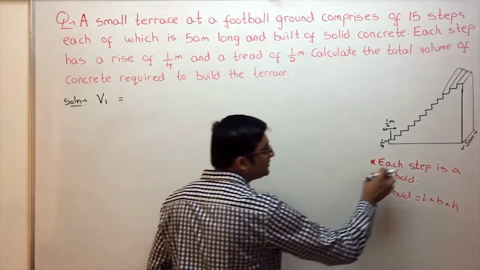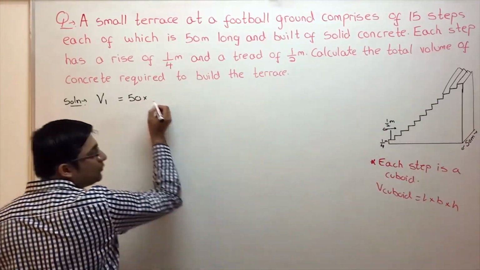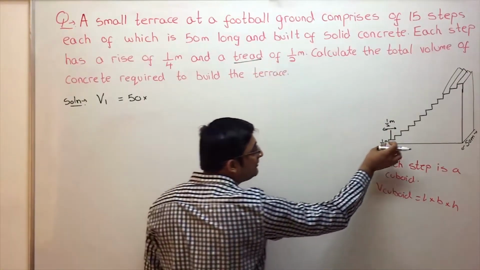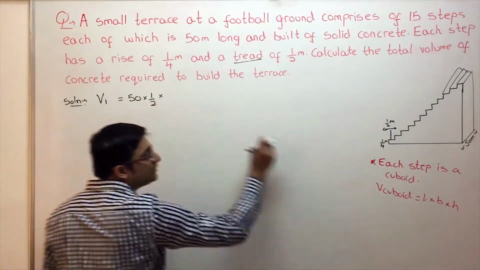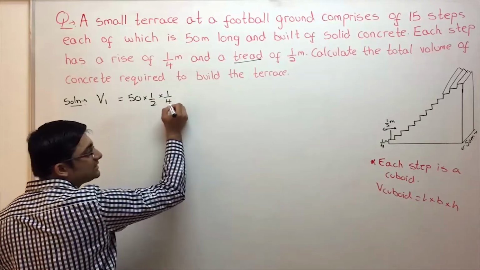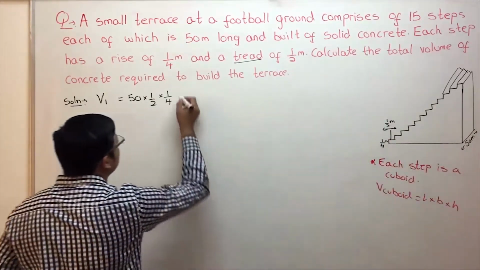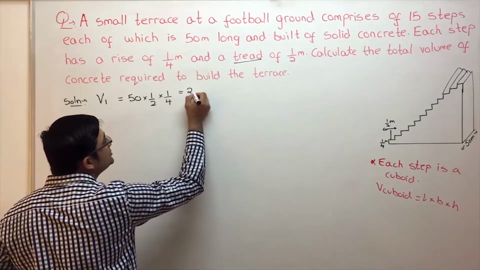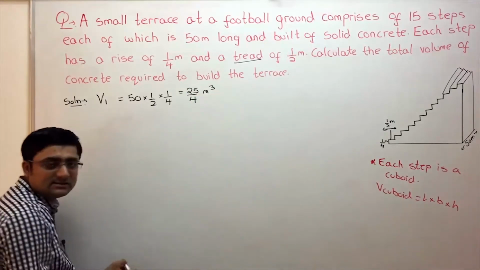So what is the volume of the first step? Length is 50 meters, into breadth. Breadth basically means tread; the word tread here means the breadth or width of the step, that is 1/2, into height. What is the height of the first step? It is 1/4 meter. Is this clear? Length into breadth into height, so let's solve this. 50 into 1/2 is 25, into 1/4 is 25/4 meter cube.